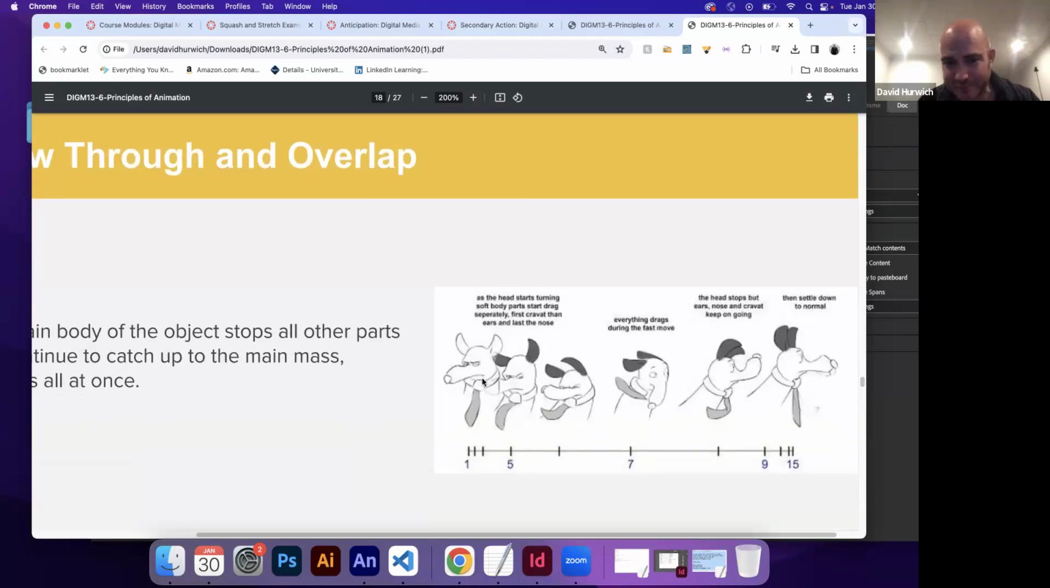So here, see how this dog is turning? And then its nose is about a half frame behind. It's like he's already turned and his nose is catching up to him. The same thing with the ears here. They're about a half frame behind his head. Or his tie: see how the tie is being caught up in the wind and it's about a half frame behind everything.